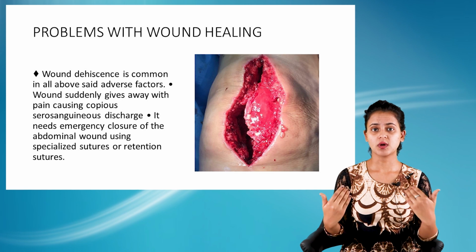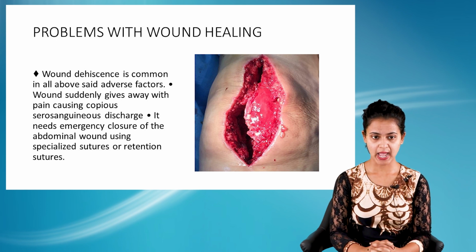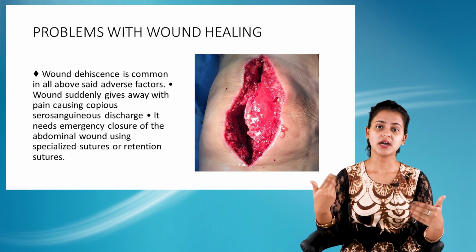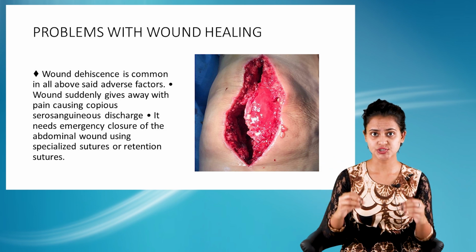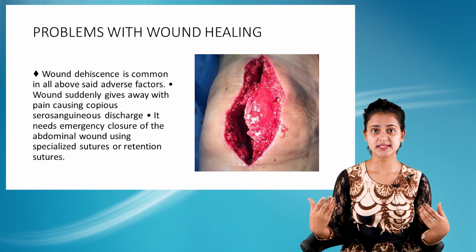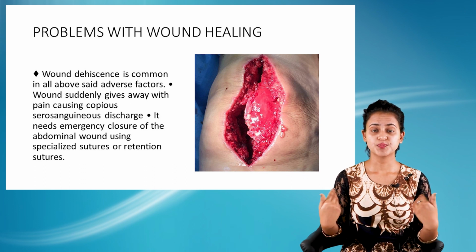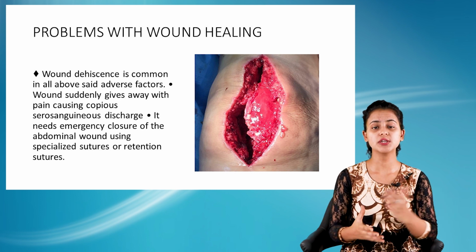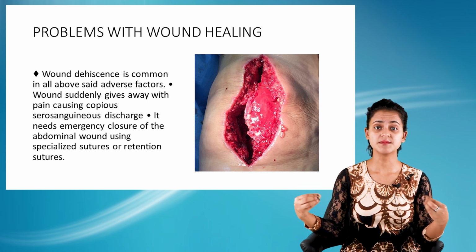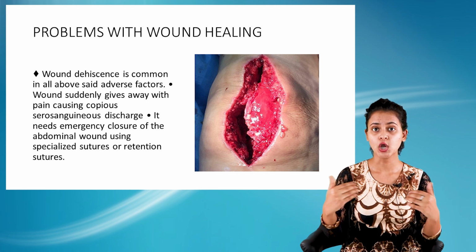Wound dehiscence is also a very common problem associated with wound healing. Here, basically, the wound margin suddenly gives way with pain, causing a copious serosanguinous discharge if the tension within the wound is not maintained properly. So this wound dehiscence needs very prompt emergency treatment and management as well as closure. To prevent it, the abdominal wound will be sutured with certain specialized suture material. Sometimes retention sutures will also be used to prevent the chances of wound dehiscence.